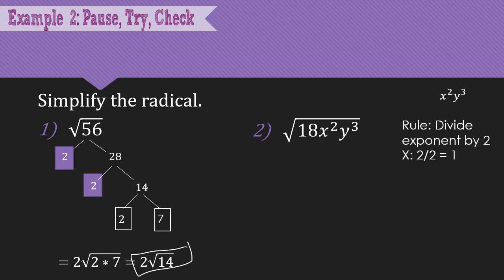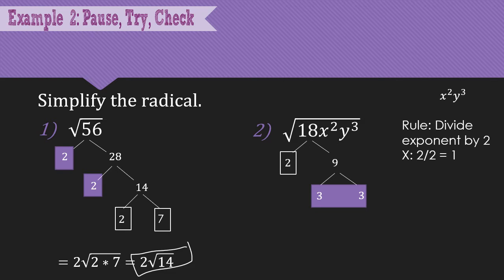In my second example here, I have the square root of 18 times x squared times y to the third. I'm going to go ahead and tackle that number part first by breaking it down. Break it down into 2 and 9. You could have used 3 and 6. It doesn't matter where you start, just pick one factor pair. 9 can be broken down into 3 and 3. That's a perfect square, so that pair of 3's that they're on that buddy system, they get to come out of the house, and that 2 is going to be left behind.